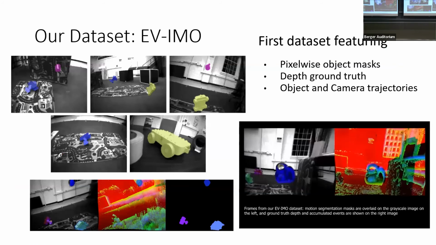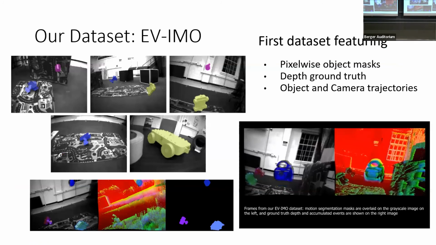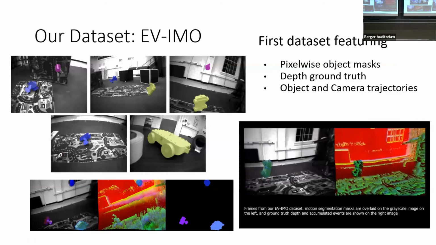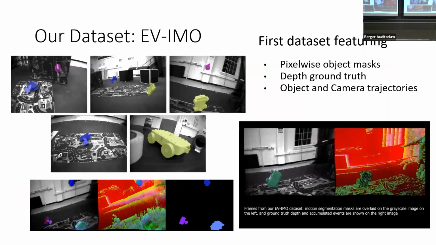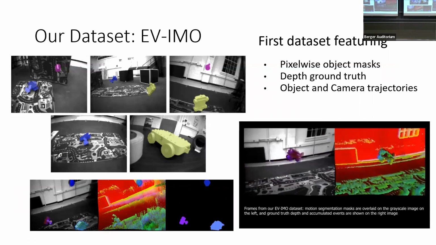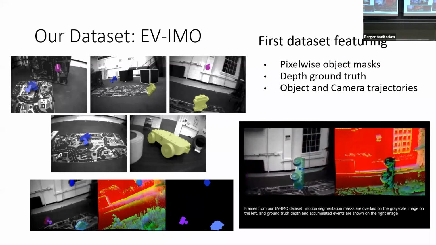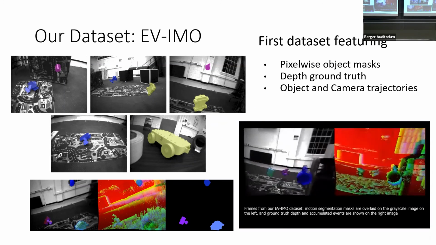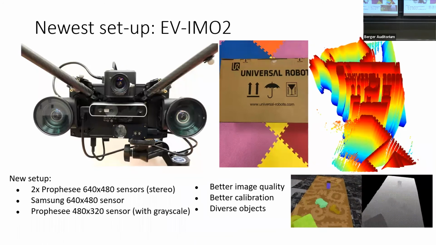So now you have actually a data set where you know the exact 3D motion of all the independently moving objects and the ego motion. But the second data set is even better, that we just put out last week. It's out, and now it's categorized and organized well, where we use two prophesees, a Samsung, also a prophesee with grayscale. So it's this whole rig that was used for recording.